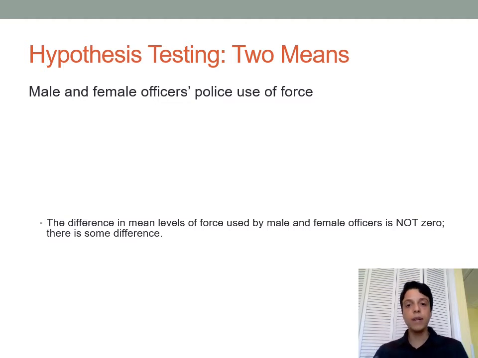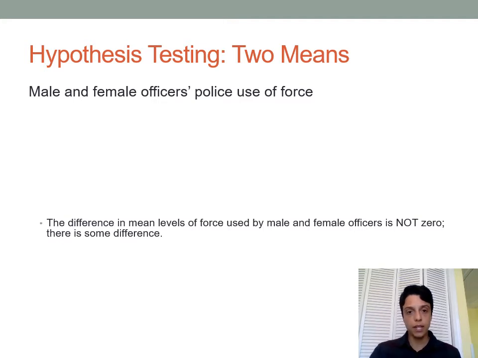When we're talking about two means and testing differences between means, the real question we have is whether two groups, whatever they might be, have the same mean level of something in the population. So if we're talking about male and female police officers, we're interested in whether among police officers as a whole, so just the whole population of police officers, being male or female has anything to do with how much force people use. So we're interested in whether the amount of force used by male police officers is the same or different from the amount of force used by female police officers.